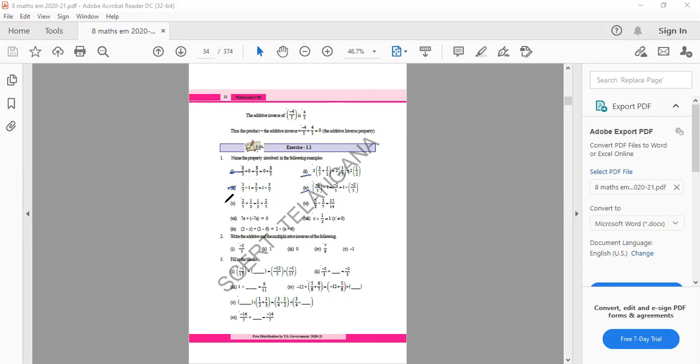1, 2, 3, 4 is done. Fifth one is the commutative property. Commutative law of addition.